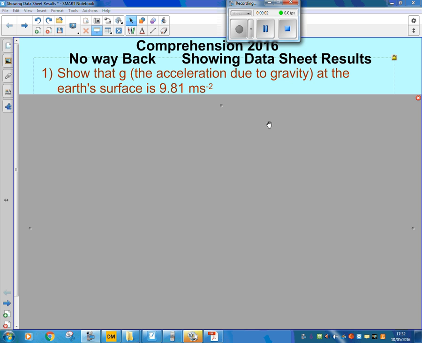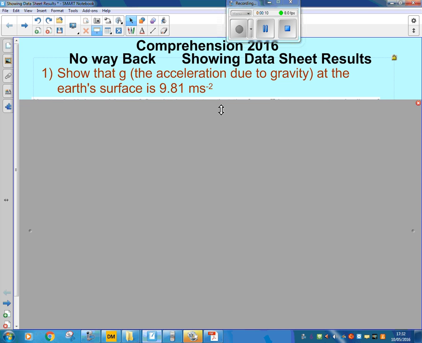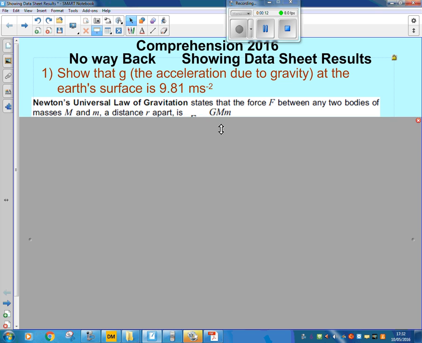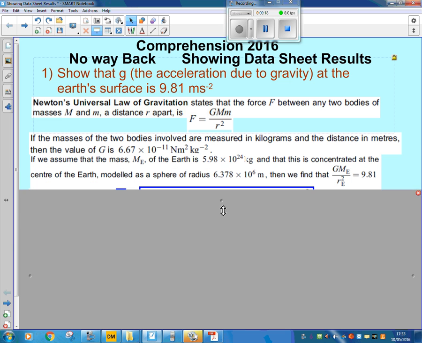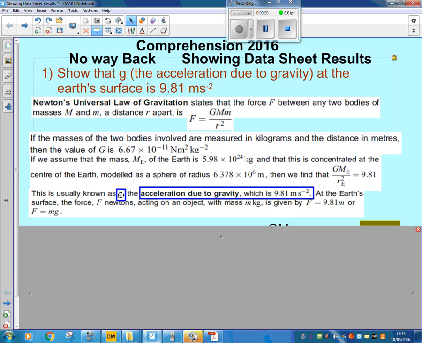2016, no way back. This is to help you to find the results on the datasheet from the information on it. So the first thing we're being asked to do is to show that g, the acceleration due to gravity at the Earth's surface, is 9.81 meters per second squared. You will find this at the bottom of page 2 of the datasheet. But what we need to do is to find the information that's needed from above this.